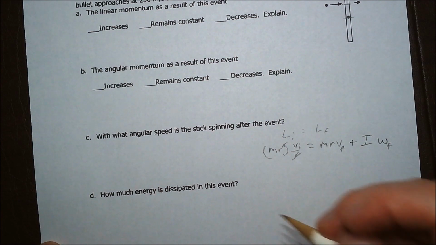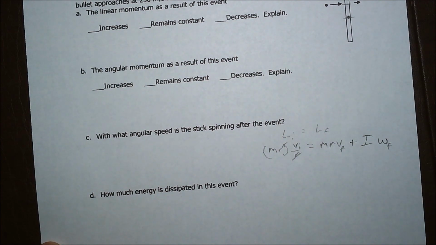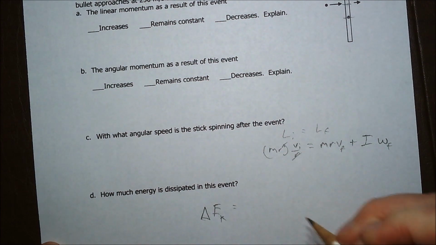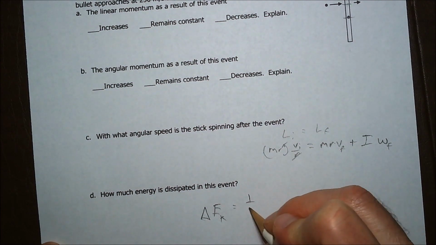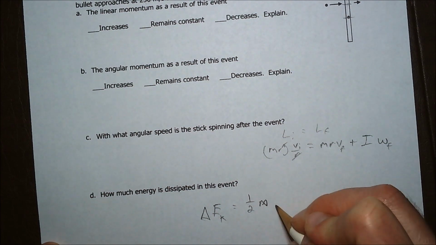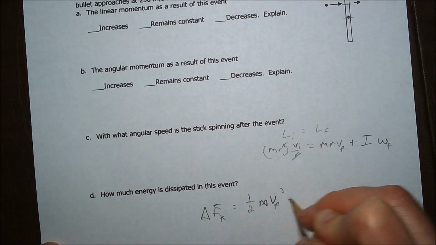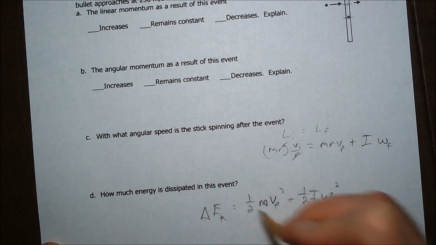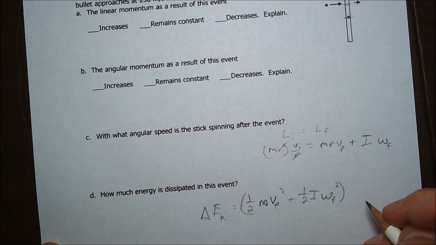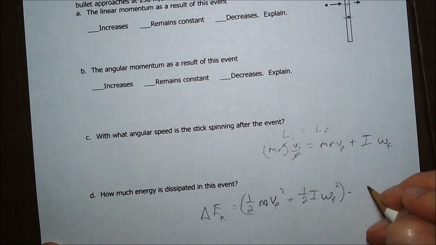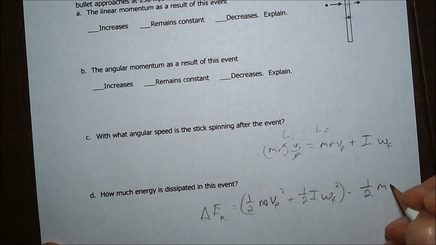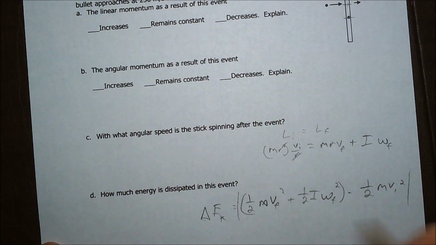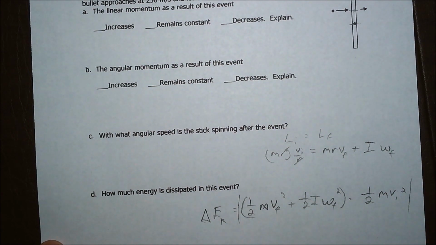All right, to figure out how much energy is dissipated, we want to figure out the change in kinetic energy. And so that's going to be 1/2 the mass of the bullet times the final velocity squared plus 1/2 I omega final squared. So that's the final kinetic energy. And then minus the initial kinetic energy, 1/2 mass of the bullet times v initial squared. Now this is going to give us a negative, so the absolute value of this would be how much energy is dissipated. Okay.